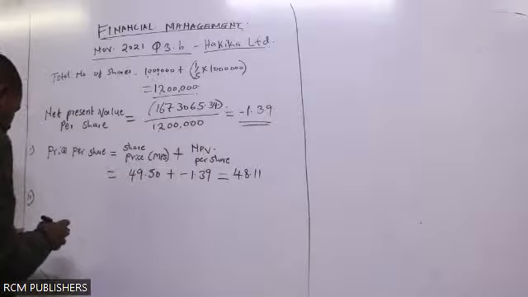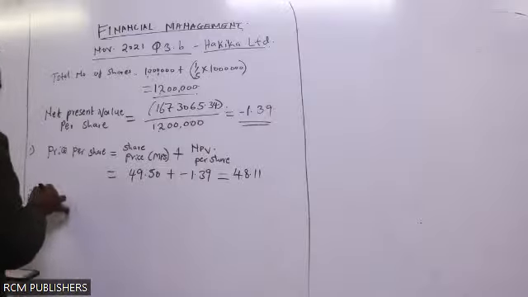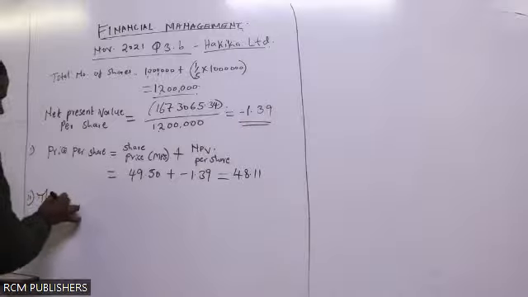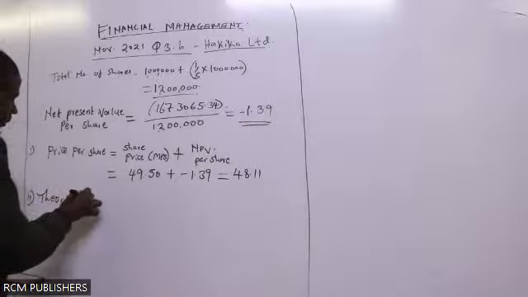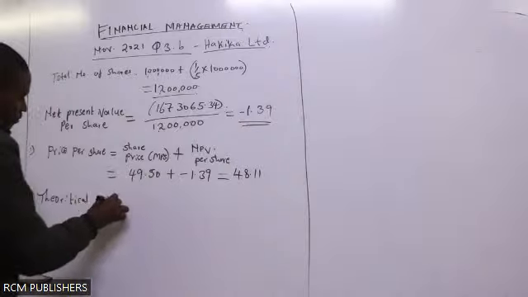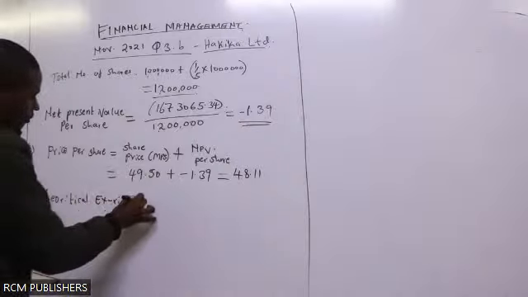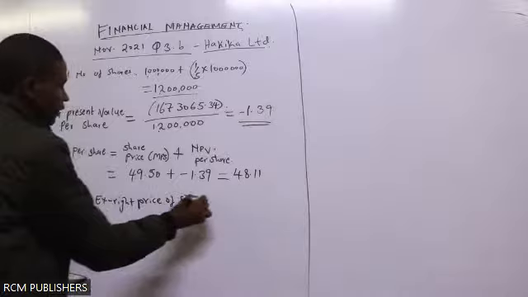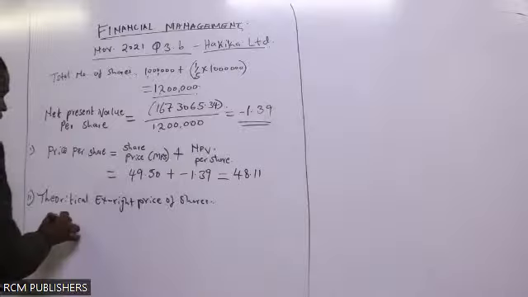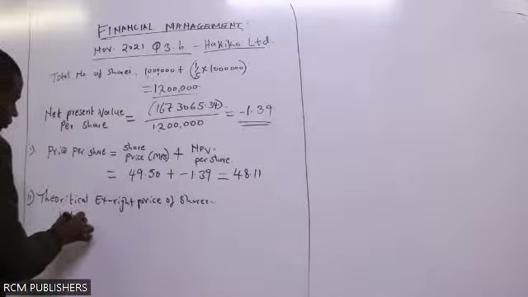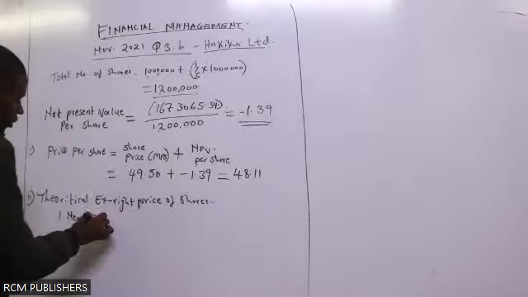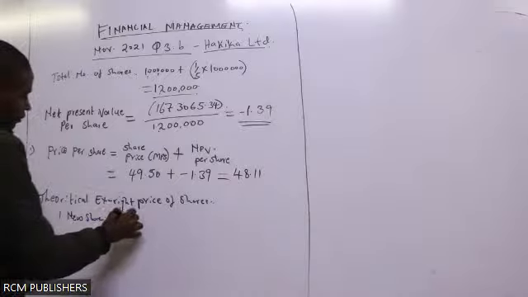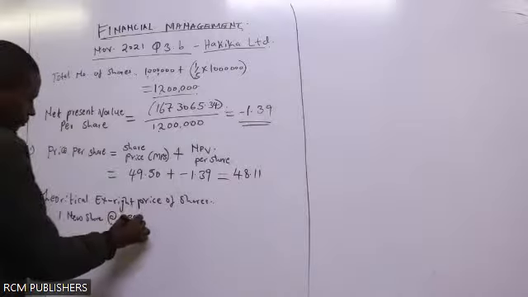Here we need the theoretical ex-right price of shares. The examiner is clearly telling us that one new share is going at how much? It is going at 39.